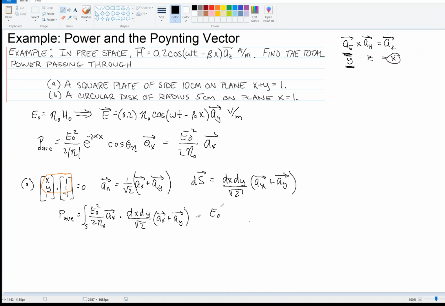So E0 squared is a constant, I can bring that out. I've got 2 times a root 2, I can bring that out. And I've got an eta 0 there, I can bring that out. Those are all constants. Then I've got an integral over the surface dx dy. So dx dy over the surface is just the area of this thing. So this becomes E0 squared over 2 root 2 eta 0 times the area of this thing, but I need to put it in square meters.